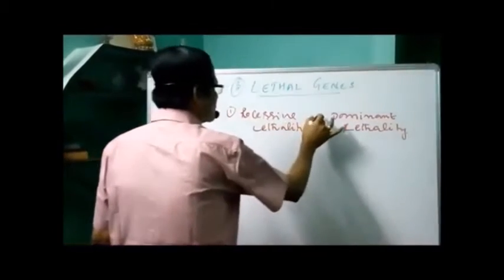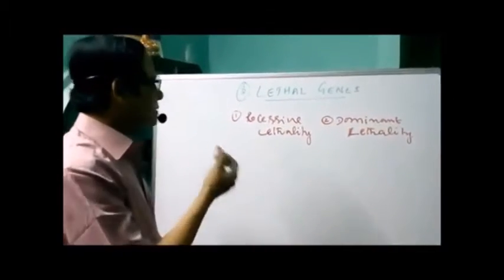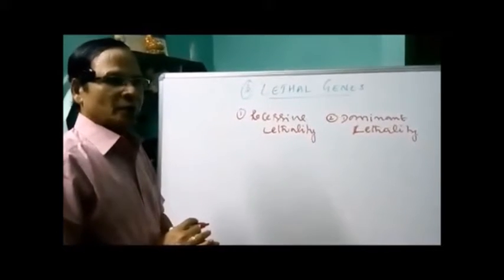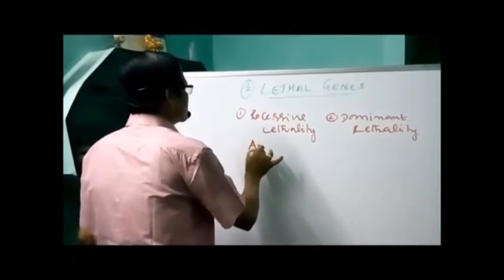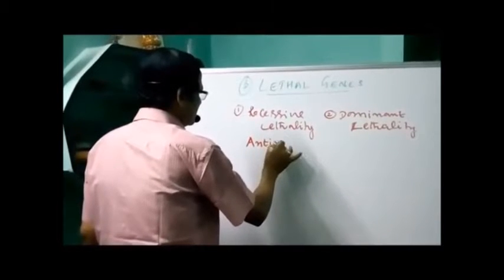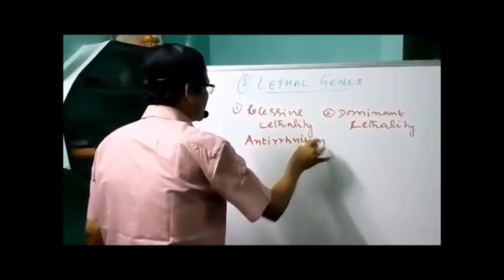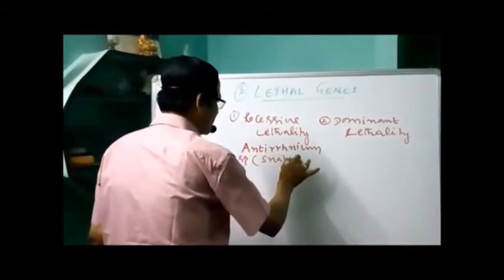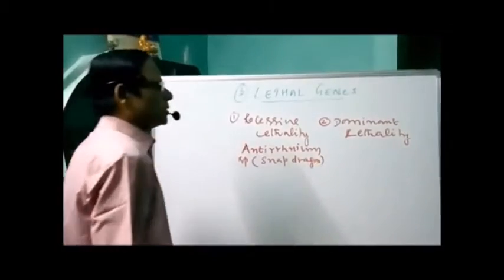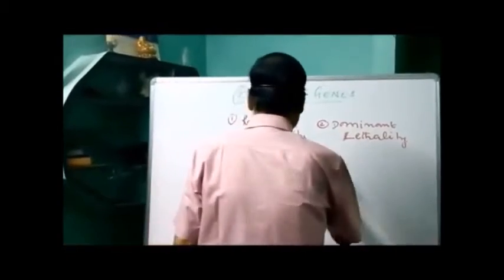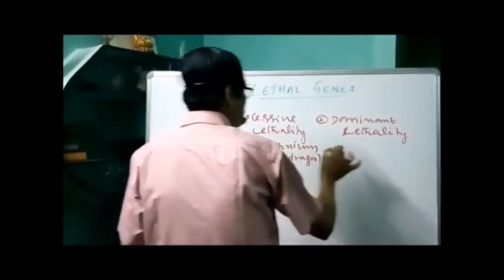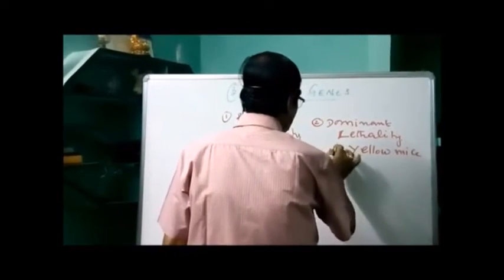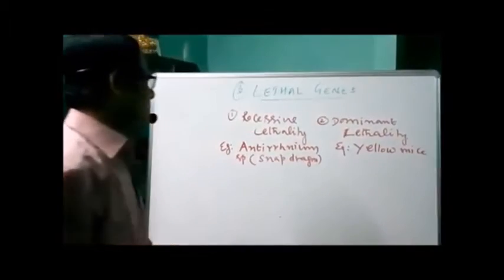Now we are going to study first the recessive lethality, then go for the dominant lethality. Now we are taking the example in the case of the Antirrhinum species, the snapdragon. We have already studied flower color in snapdragon for incomplete dominance. Here we are going to study dominant lethality. The example could be yellow mice.